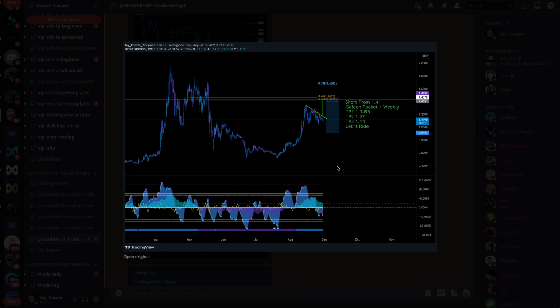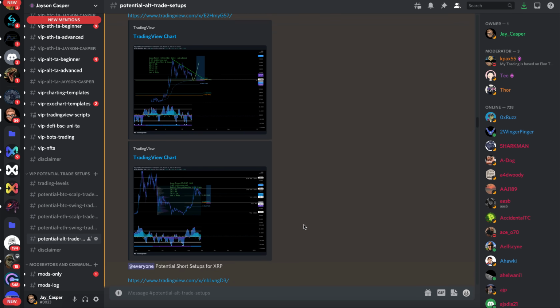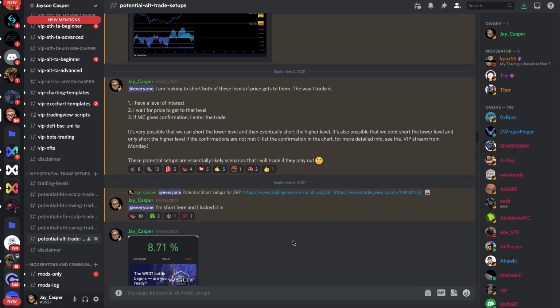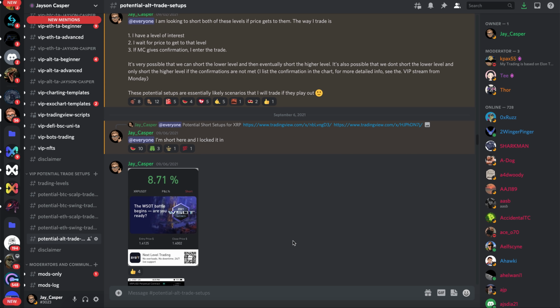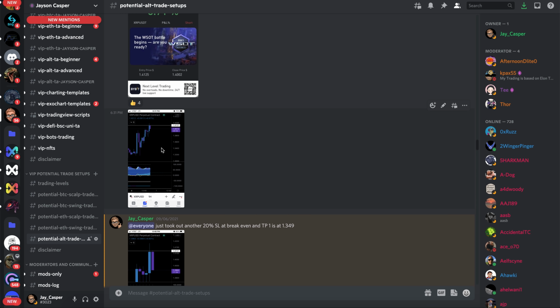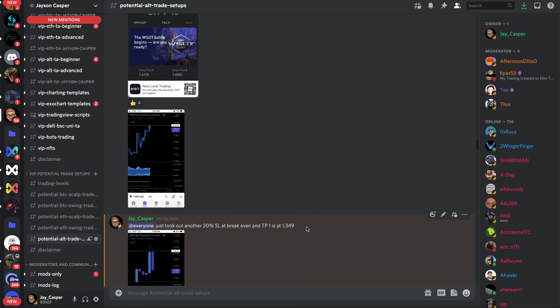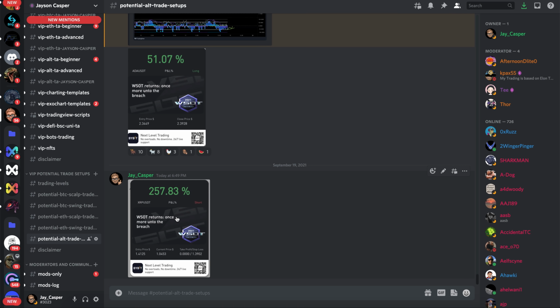I gave this setup for this Ripple short in the VIP Discord on August 31st. We can see the date right here when I posted all these potential setups was August 31st. Of course, this trade did get triggered later on. In fact, let's see, where did it happen? Happened right here, a very, very clean rejection off that level that we had there, 1.4121. And of course, I'm currently still in the trade right now.